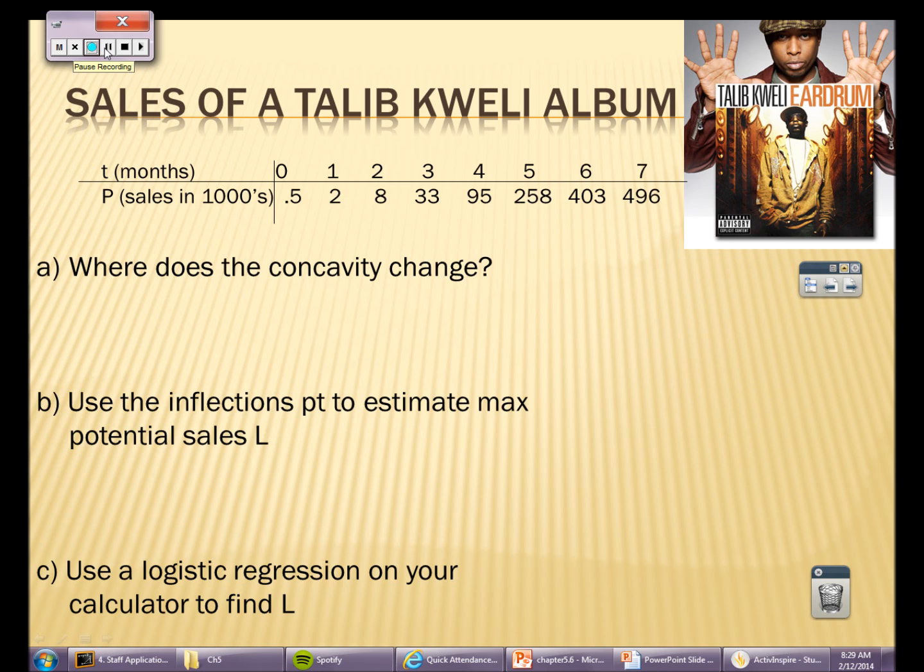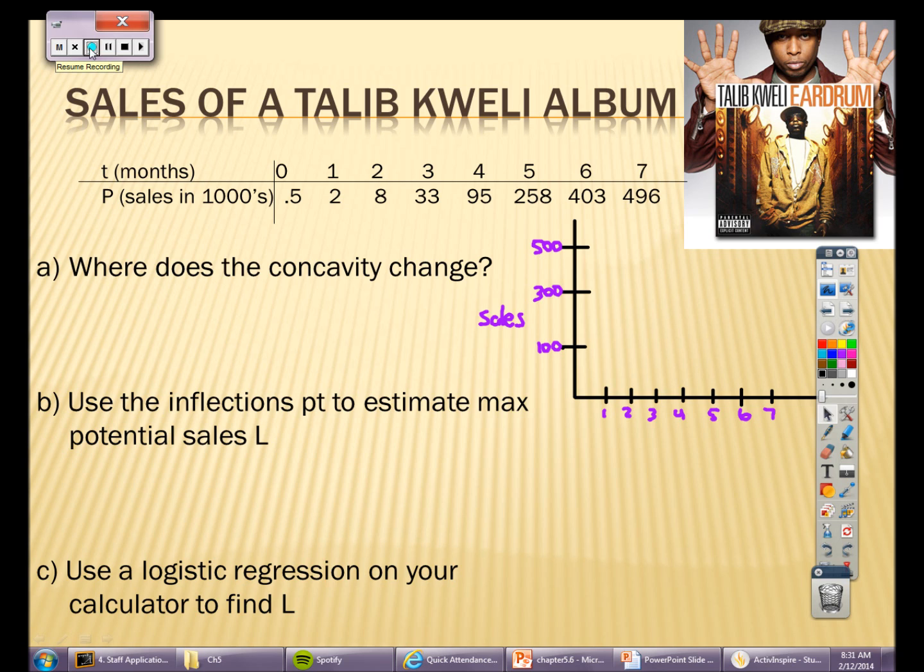First, I want to know where the concavity changes. So to answer that, I'm going to start by graphing. I put sales on the vertical, and then I'm going to put time in months on the horizontal. And I'm just going to try to approximate these points. When I plot the points and connect them with the curve, you can see that the concavity probably changes right around here, approximately at t equals 5, where I have exponential growth, concave up, until I get to t equals 5, and then it turns concave down. I'm going to use the inflection point to estimate the max potential sales, L.